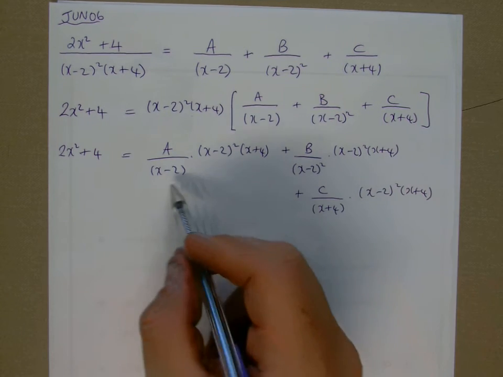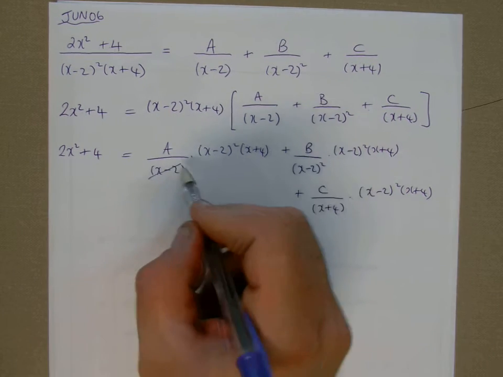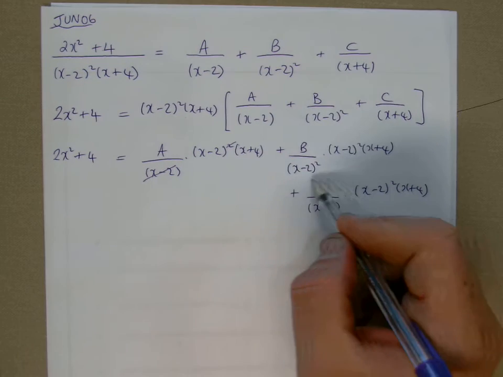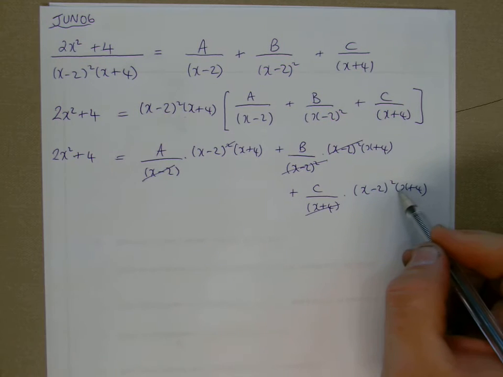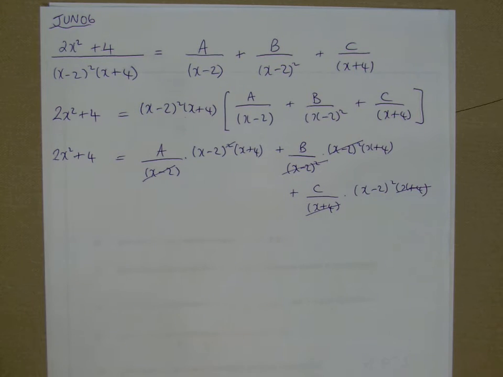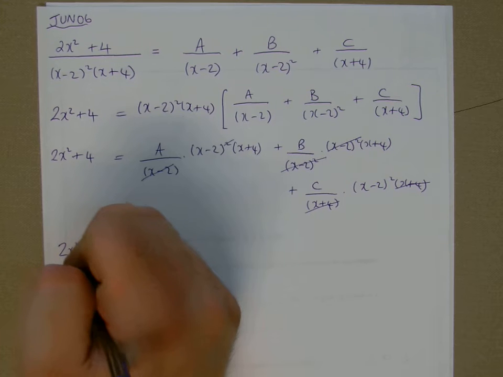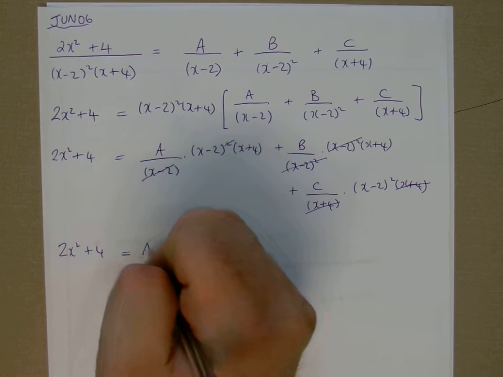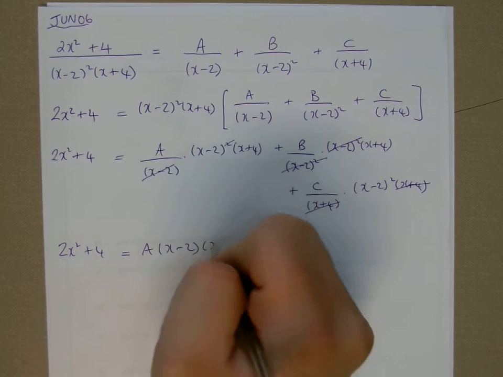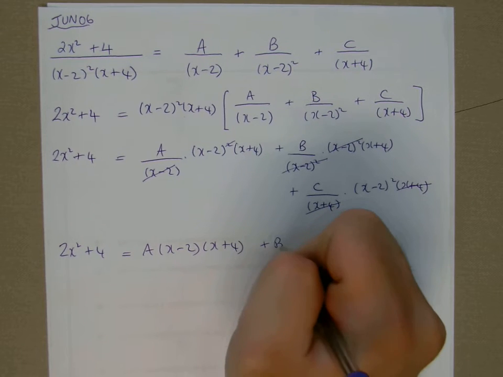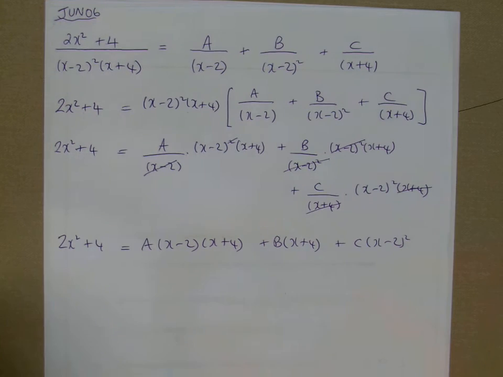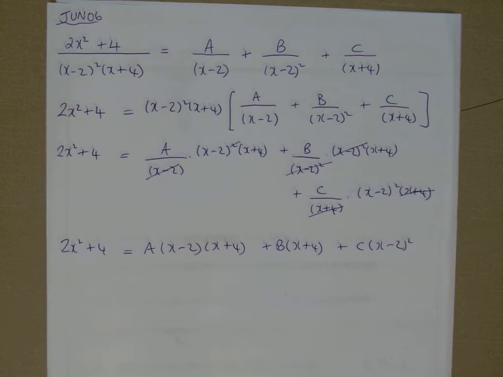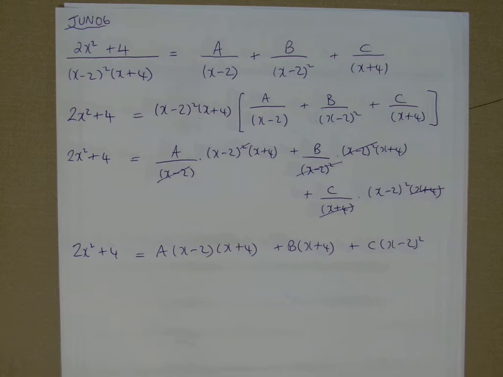So what you'll find is that we'll have things cancelling. That x minus 2 will cancel with that squared, that x minus 2 squared will cancel with that x minus 2 squared, and the x plus 4 will cancel. So we end up having 2x squared plus 4 equals A(x minus 2)(x plus 4) plus B(x plus 4) plus C(x minus 2) all squared. Then we're done to a certain extent. But now we need to determine what A, B and C are.